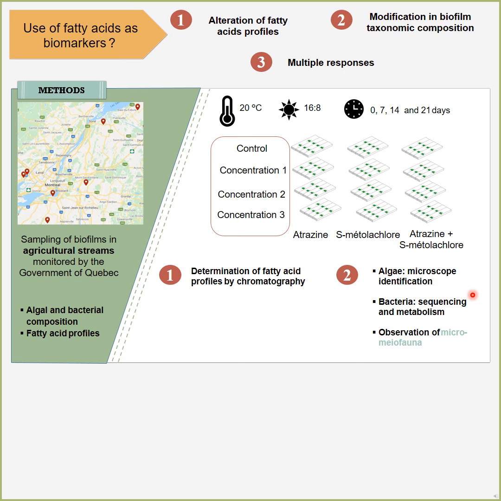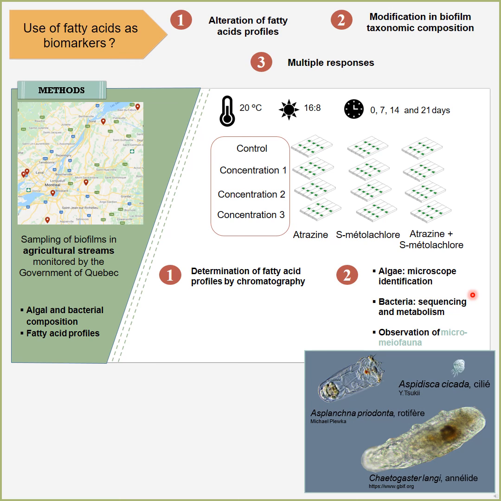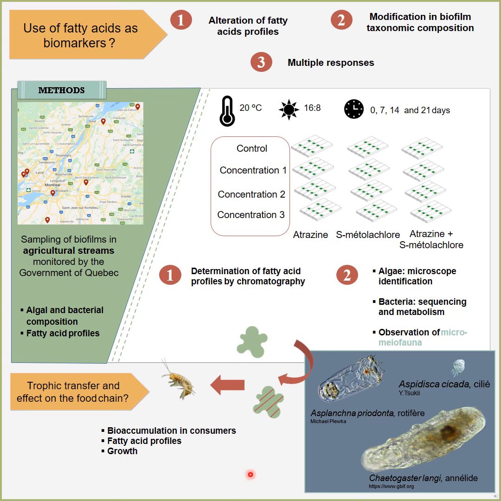But bacteria and algae interrelate with other organisms in the biofilms and in the micro-meiofauna. Studying the relationship between prey and predator, such as rotifers or annelids, will allow us to highlight the effect of the compounds at different trophic levels. To test specifically this hypothesis, gammarids will be exposed directly or indirectly to herbicides in order to observe the potential effect of the compounds on fatty acid profiles or growth.